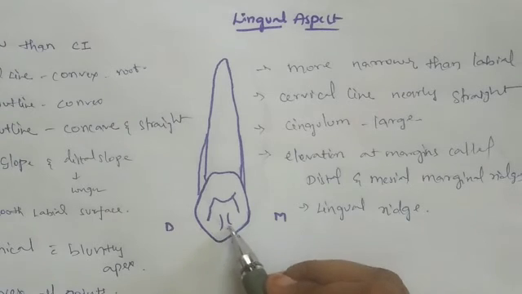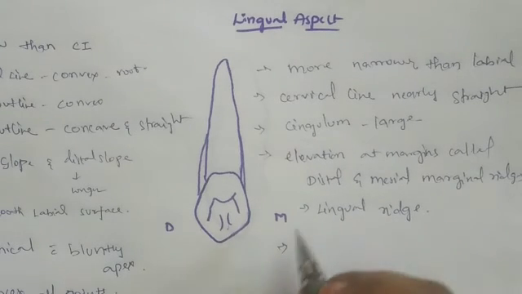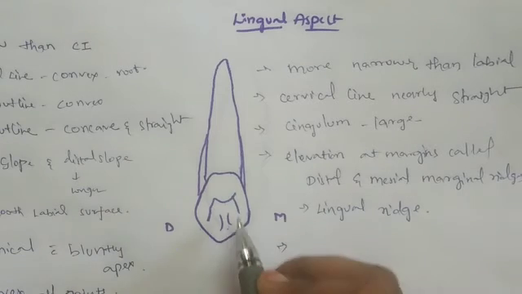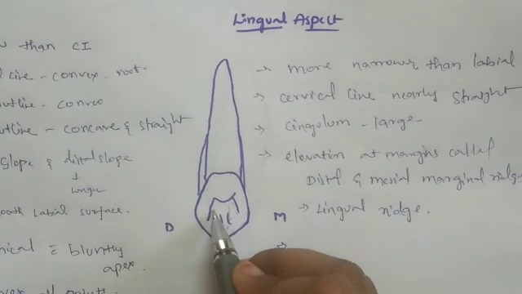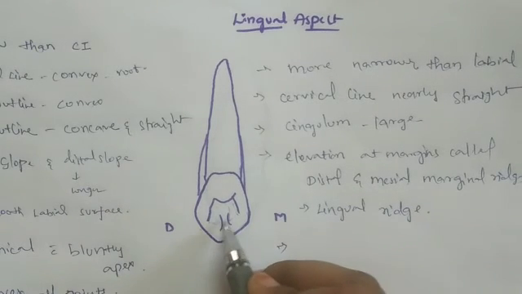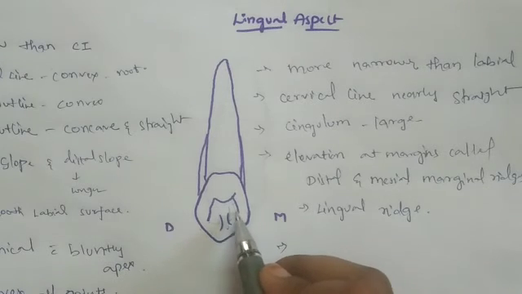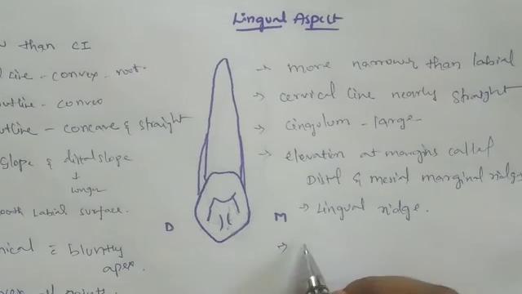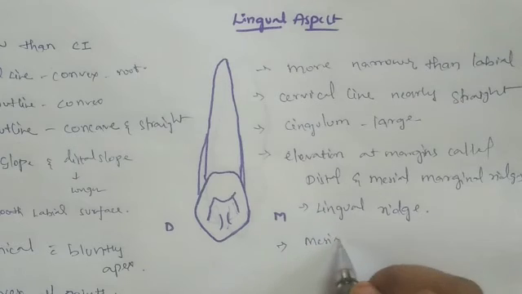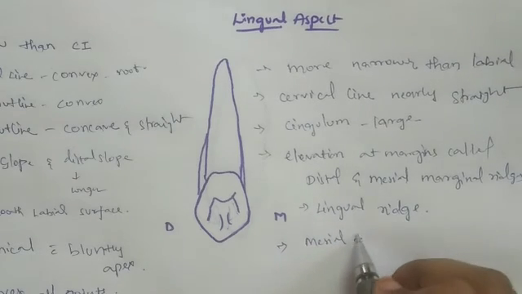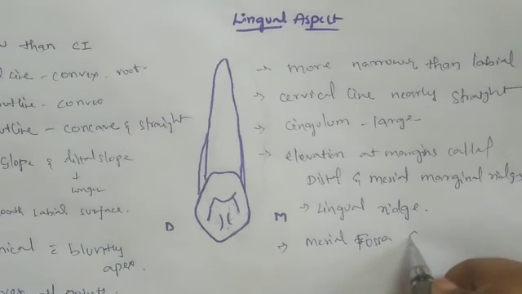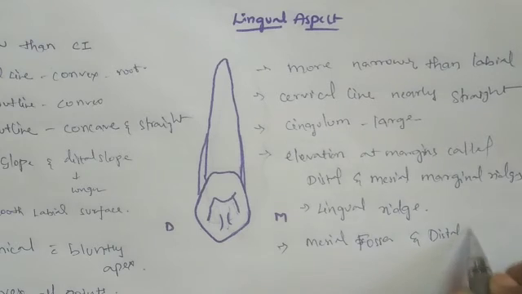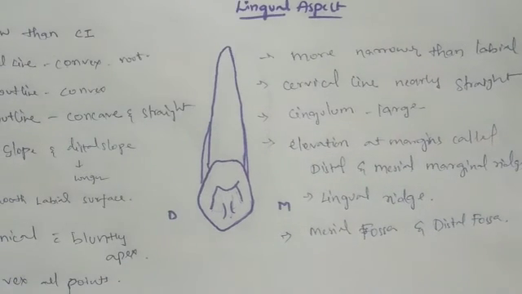It forms a ridge, and this lingual surface also has some concavities called fossae. There are two fossae: this is the mesial fossa and the distal fossa, in between the ridges, beside the lingual ridge. This is about the crown.